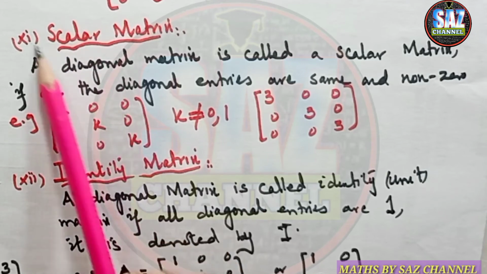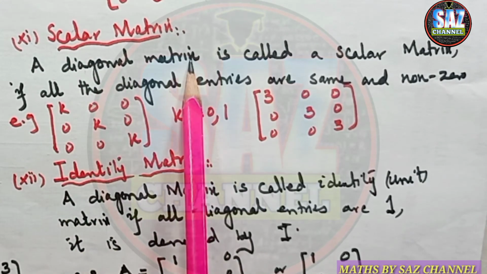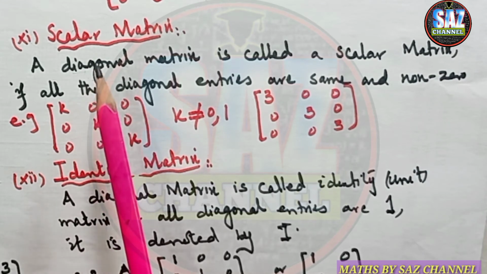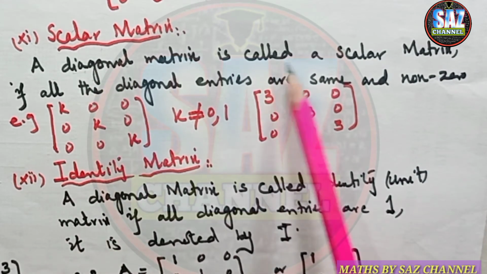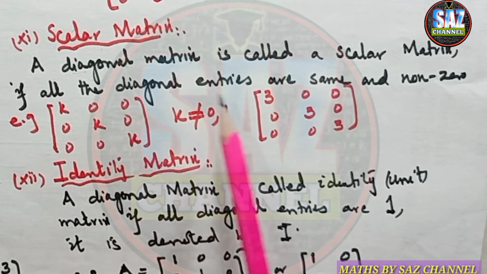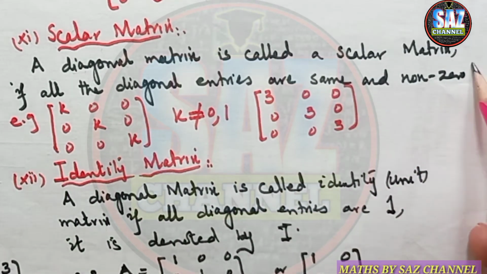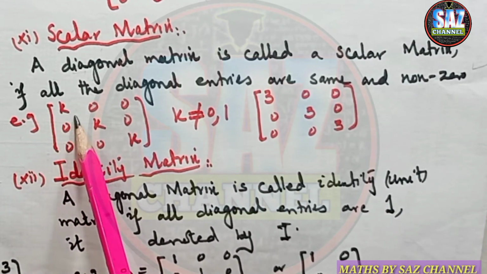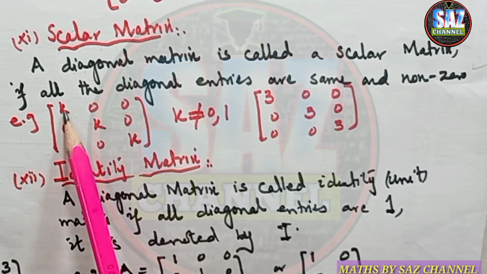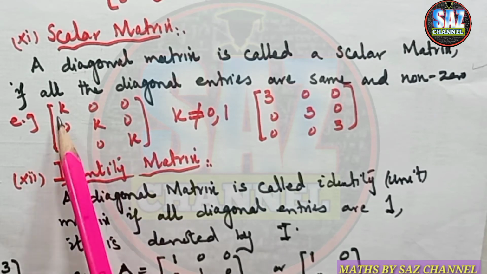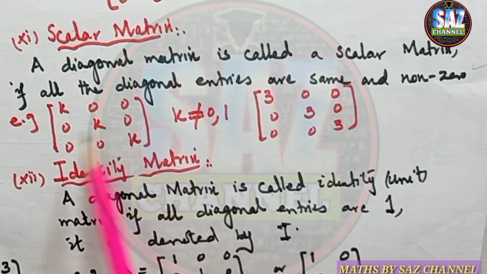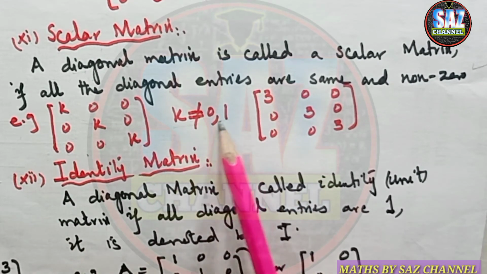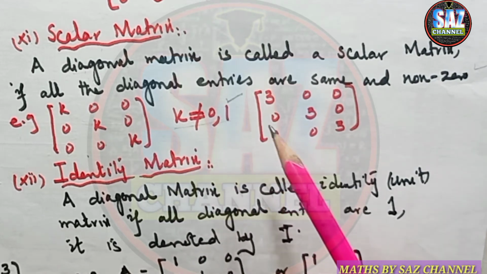Then coming to the scalar matrix, it means my scalar matrix has to be a diagonal matrix. A diagonal matrix is called a scalar matrix if all of the diagonal entries are the same and non-zero. Like I can have a fixed constant here, like 2, 2, 2, or 3, 3, 3, and the rest of the entries must be 0, but this scalar should not be 0. This is also important.